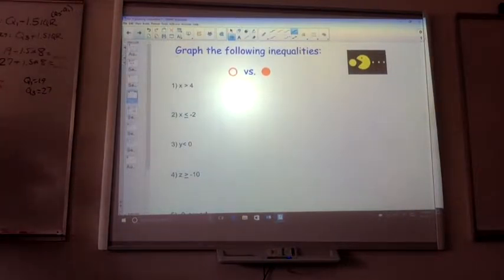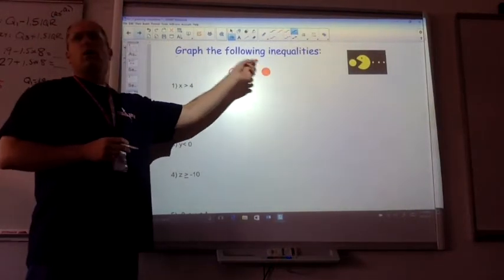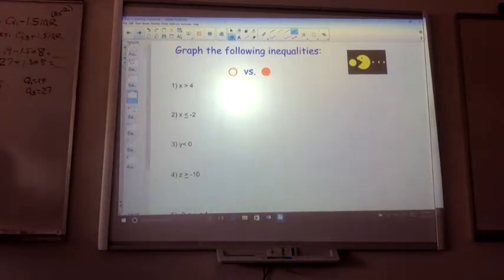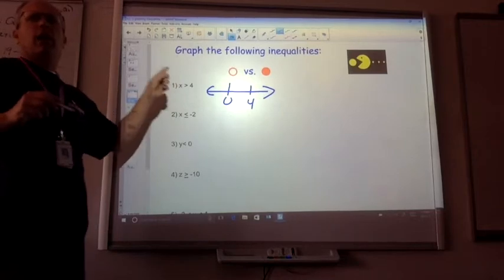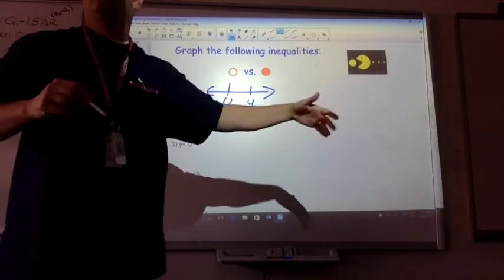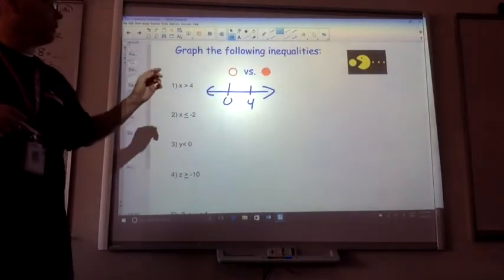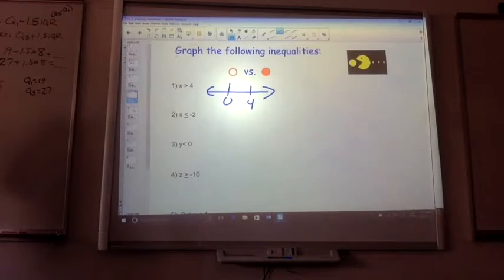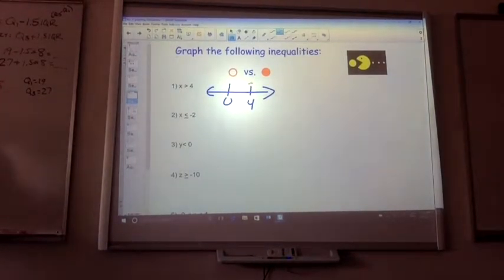We're going to use an open dot or a closed dot. There's two different things, and I'm going to show you when. So if I were to graph this, I'm going to draw myself a line. I have 0 here, I have 4 here. I want x is greater than 4. So I want values that are bigger than 4. So that's like 5 and 6 and 7 and 8. So things to the right of it. But I'm not going to include 4, so I'm going to make it an open dot and shade this way.